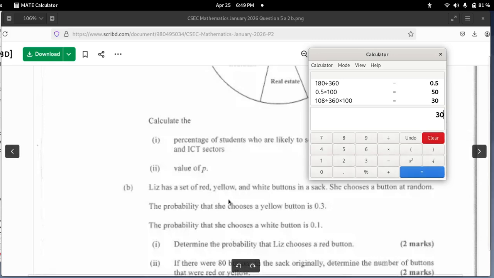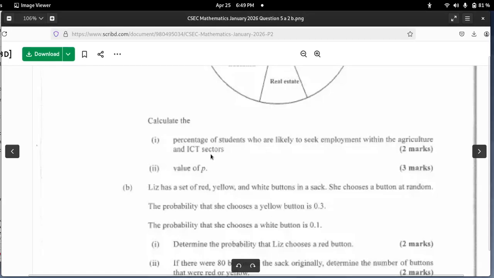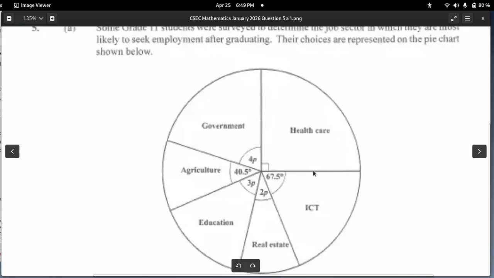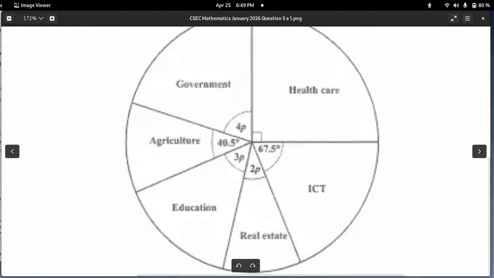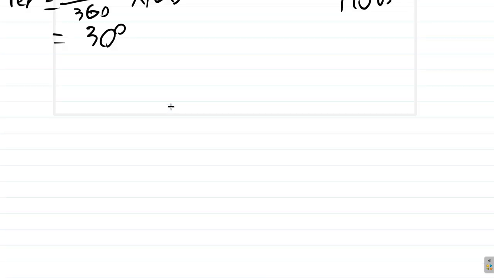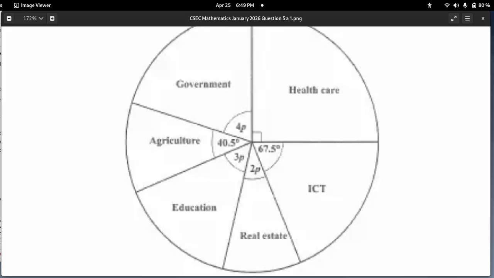After this, they want the value of P, by the way. This part was 2 marks, the value of P is 3 marks. So here we have more work to do. The value of P. So this is question 5A2. Here, they want the value of P.